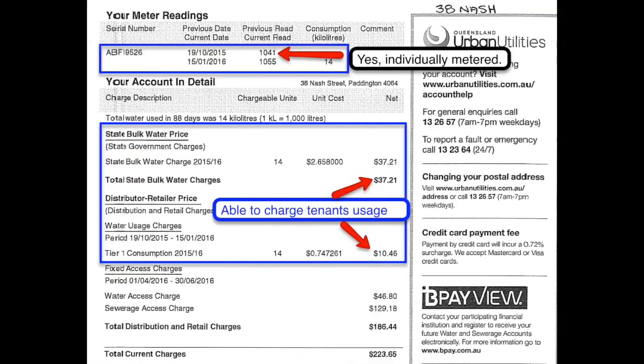And how you decide whether you can charge the tenant water consumption, water usage, is first of all to work out if the property is individually metered. To do that, you go to the Urban Utilities invoice, flip it over to the back and have a look at the top section that says Your Meter Readings. If there are 2 water meter readings there and it explicitly states a consumption for those 2 water readings, well, the property is individually metered.